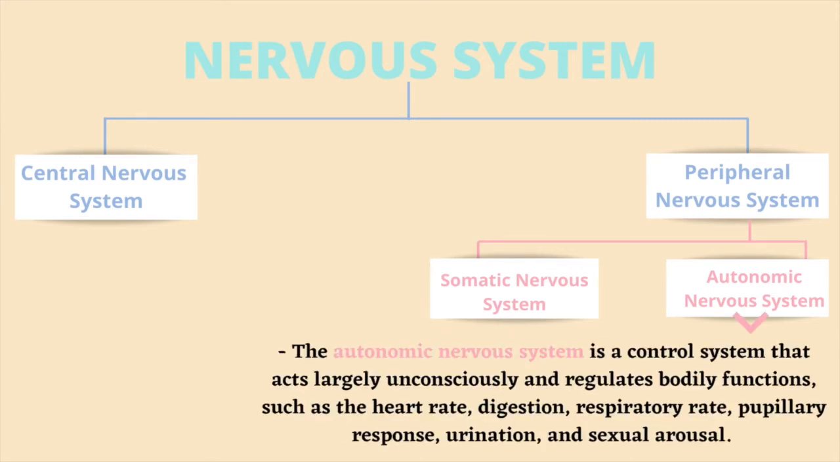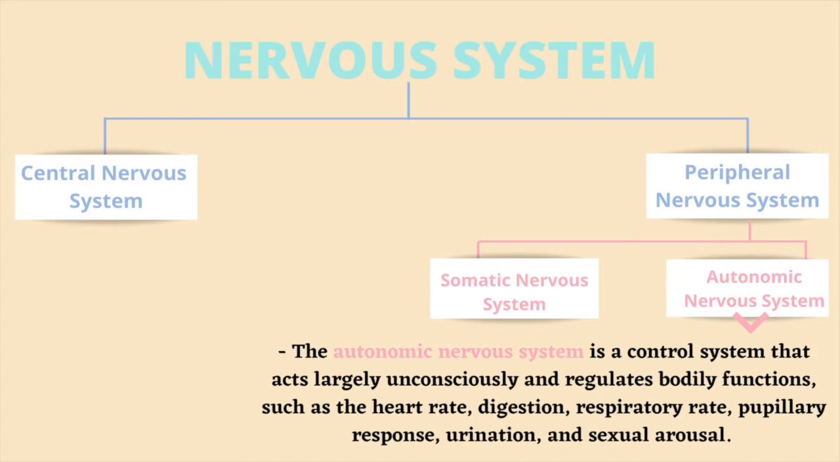So, autonomic nervous system is a control system that acts largely unconsciously and regulates bodily functions such as the heart rate, digestion, respiratory rate, pupillary response, urination, and sexual arousal.